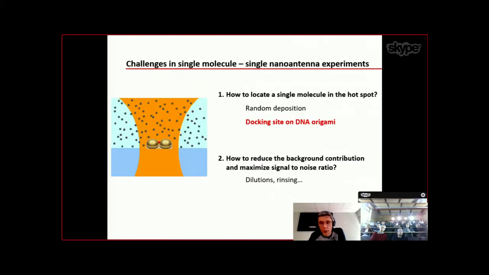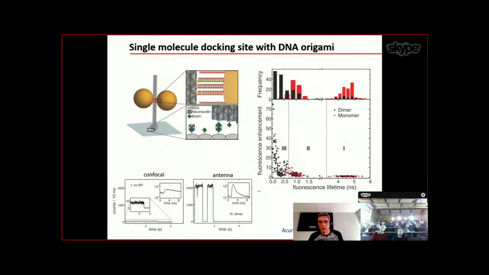Okay, the other approach, much more elegant and much more powerful to locate the single molecule in the hotspot, is the DNA origami, as was introduced by Philip Tinnefeld. And this is a very, very powerful approach. You were told about it last Tuesday by Philip. But I want to go back into this context.